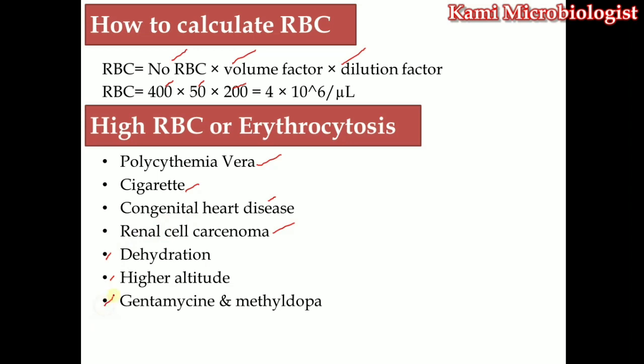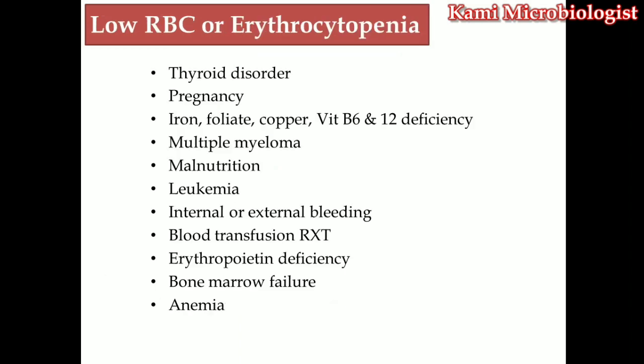Then we have using gentamicin as well as methyldopa. Gentamicin we use against microbial infection, and methyldopa we use in hypertension or blood pressure disease. So using these medicines can also increase the RBC level.